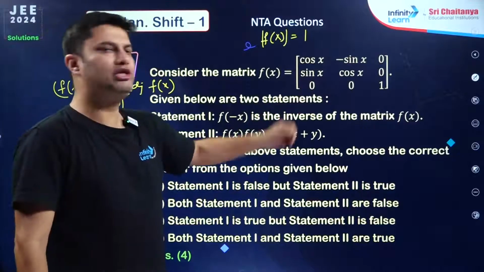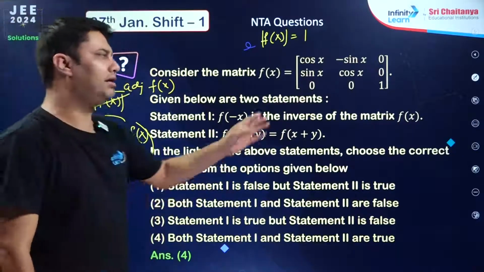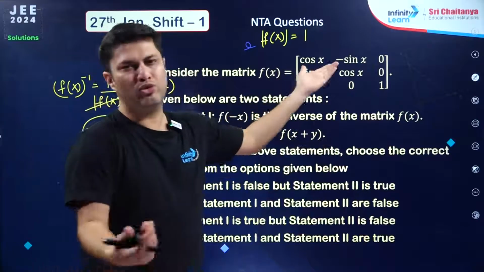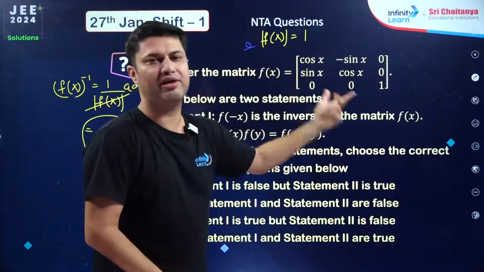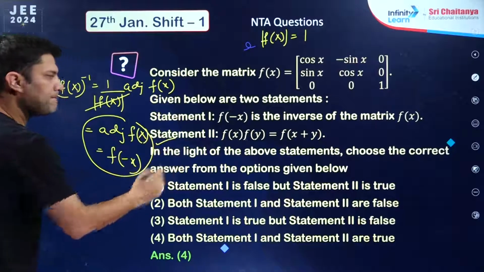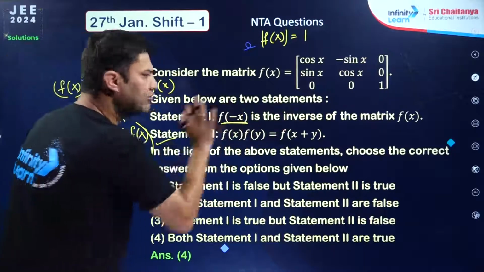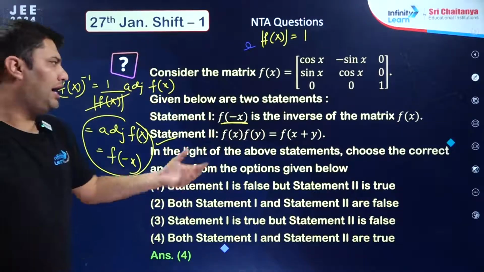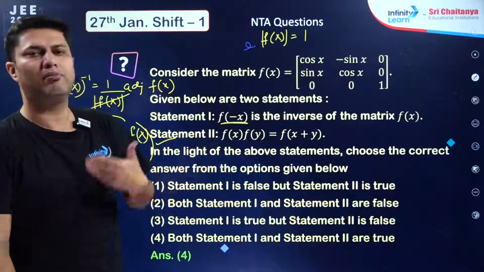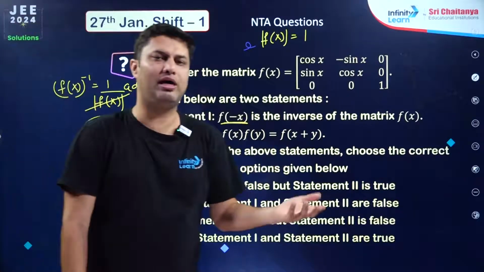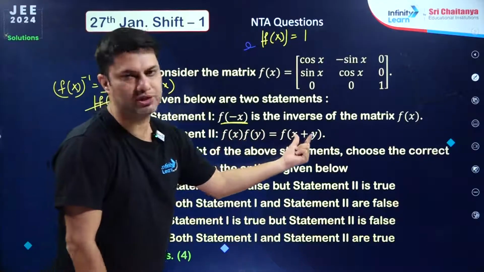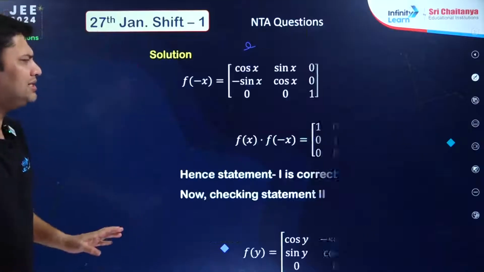And you know how to find the adjoint. For adjoint, you need to find the minor and then cofactor and then transpose. And you know very, very well how to find the minor, the cofactor and the adjoint of this. And definitely it will come, f of minus x will be the inverse. This statement is true. And if you multiply f x into f y, it will become the compound angle formula, like cos x cos y minus sin x sin y, sin x cos y plus cos x sin y. So definitely f of x into f of y will be f of x plus y. I will show the solution. I think this is really easy, very easy.